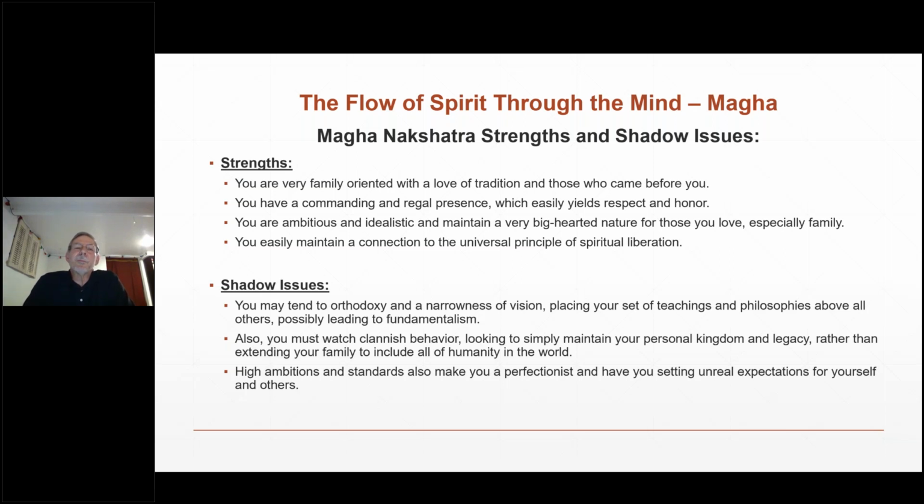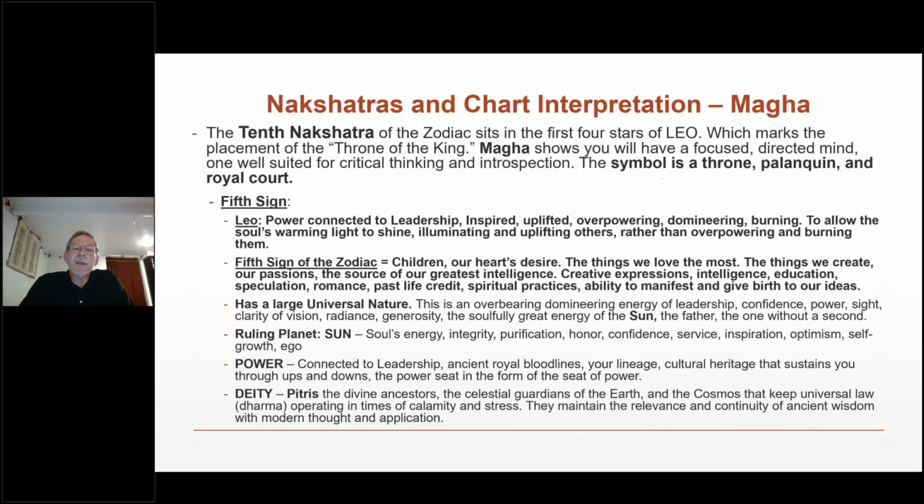So that's Magha. Now, it's the 10th nakshatra of the zodiac, and as I said, it sits in the first 4 stars of Leo, which marks that placement. So it shows that you have a focused, directed mind. It's one that's really well suited to critical thinking and introspection, and the symbol being the throne, palanquin, and the royal court.